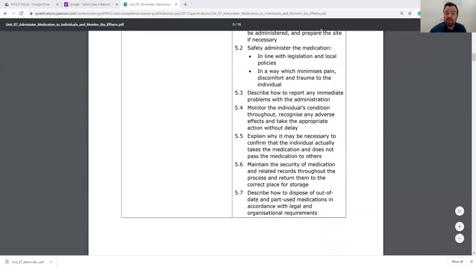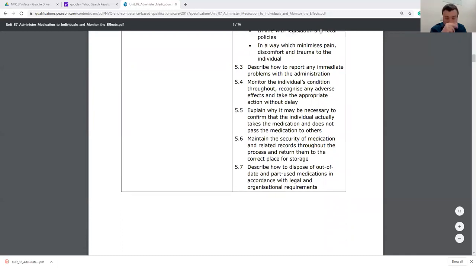5.4 is about monitoring the individual's condition. So making sure that you watch them swallow, ask them to show you afterwards. Watch the gag reflex and make sure that the medication is down. If you see that they're constantly struggling to take medication, maybe it's time for a medication review and go for an alternative medication, such as liquid medication.